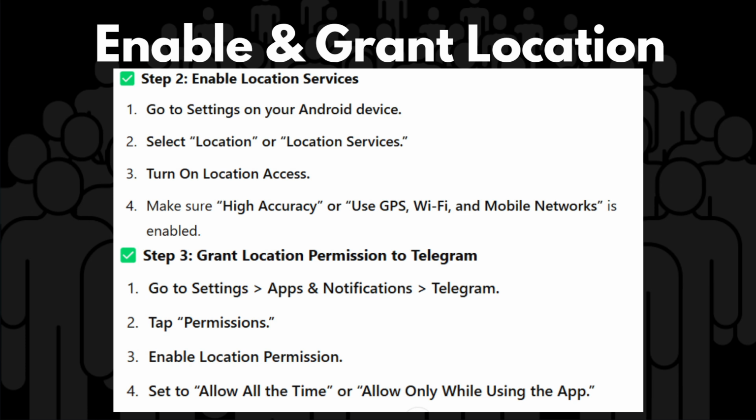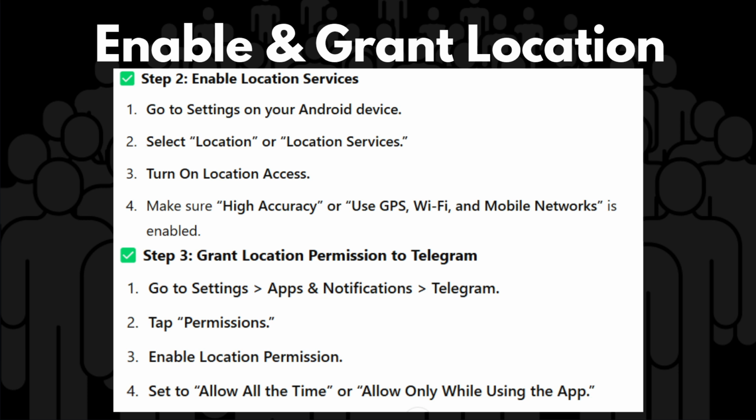And then after that, just enable and grant location by going to settings on your device and just select location or location services. Just toggle it for you to be able to turn on access and make sure high accuracy or use GPS, Wi-Fi, or even mobile networks is enabled.